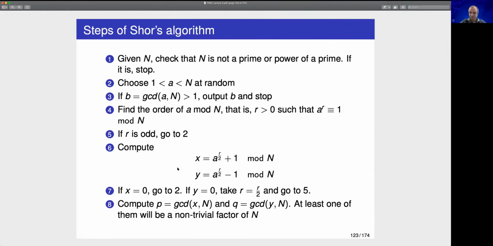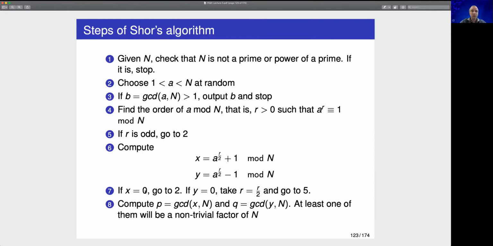Eventually, and this is something that you can prove, you need some statistical analysis for this, you will find this a with an r that gives you x and y different from 0. If you want the details of the statistical analysis, you can check, for instance, John Watrous's lecture notes that I have included in the recommended resources. And there you have an explanation of how to do this analysis.